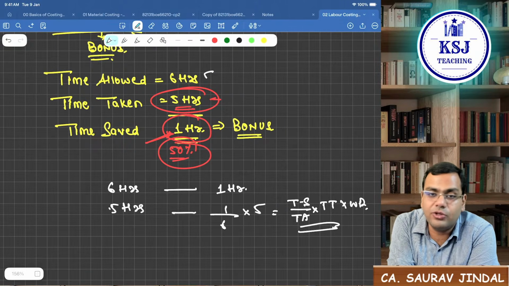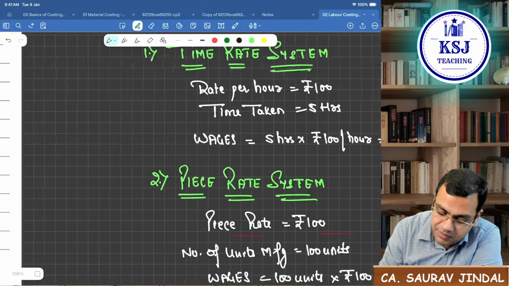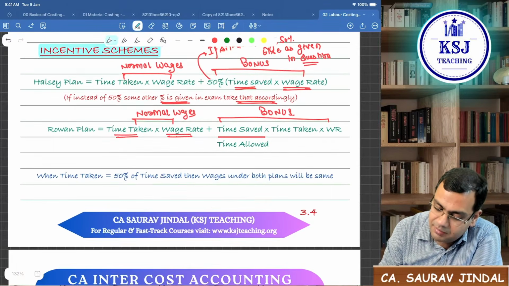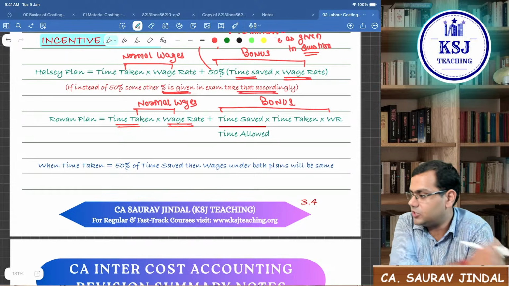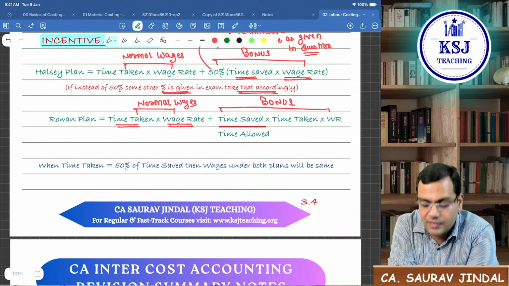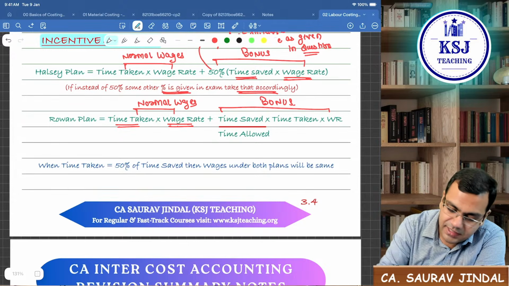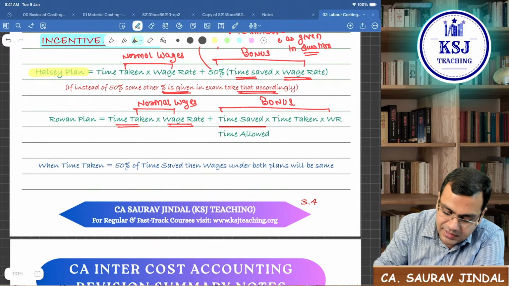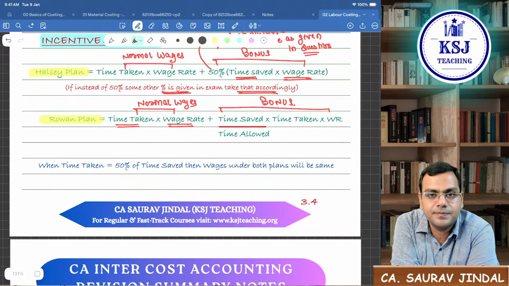Okay, so this is how the bonus is being paid under the Rowan plan. Time saved divided by time allowed into time taken into wage rate. Clear? So these are the 2 plans, the Halsey plan and the Rowan plan.